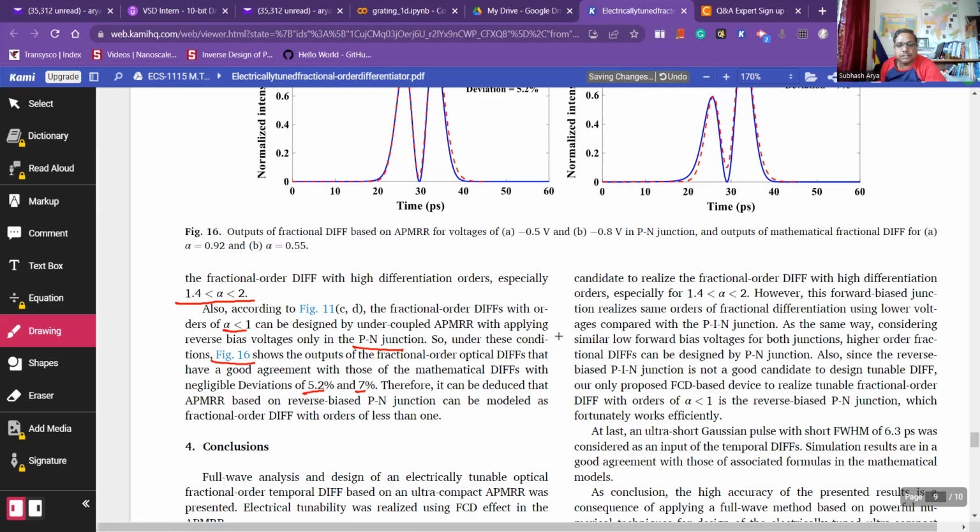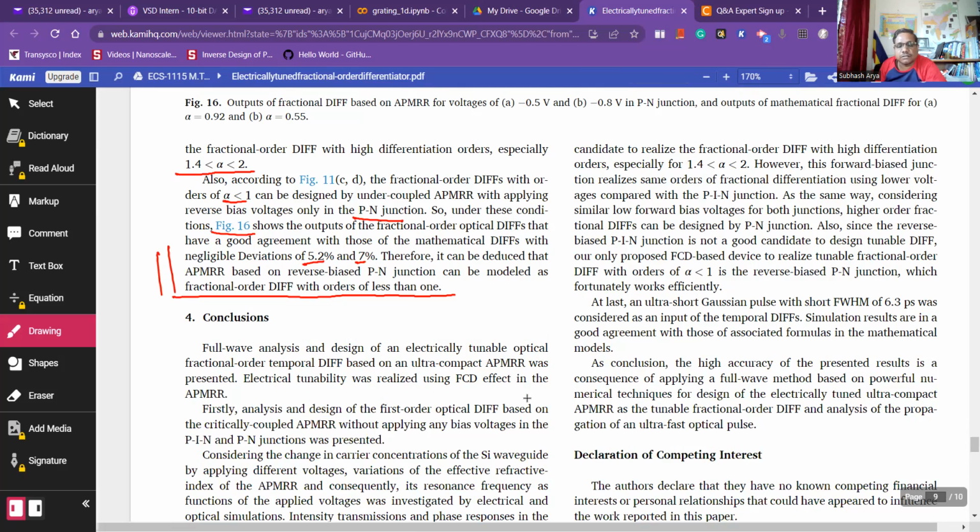Therefore, it can be deduced that APMRR based on the reverse bias junction can be modeled as fractional order differentiator with order of less than 1. So, this conclusion is good. So, this is as per expectations, because as I told that PN junction works efficiently in the reverse bias condition.